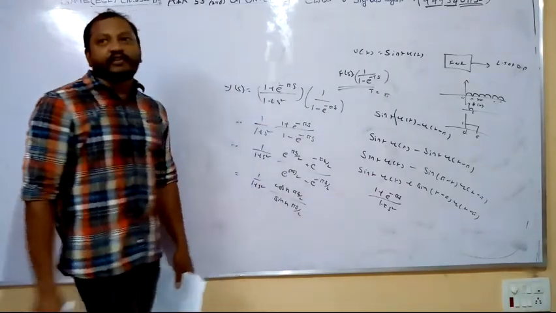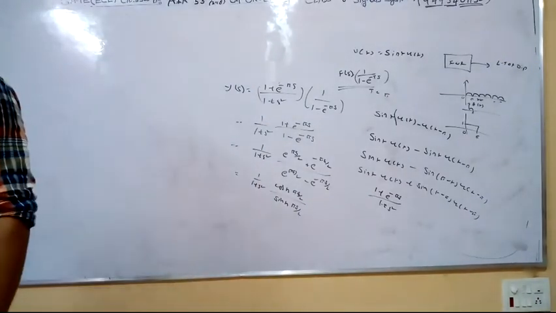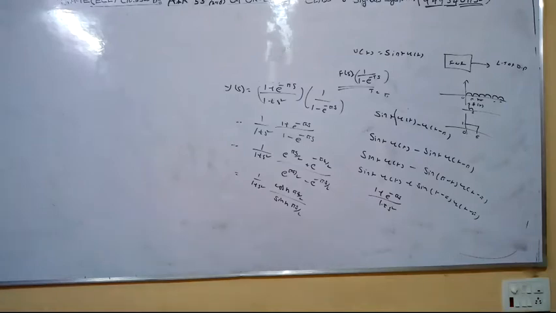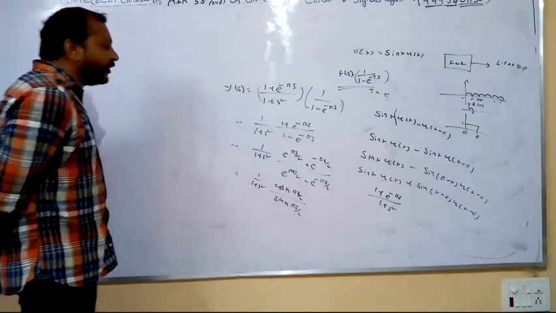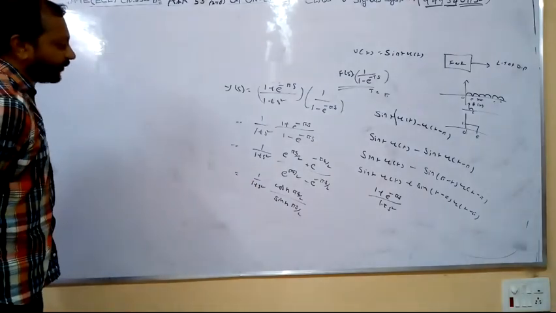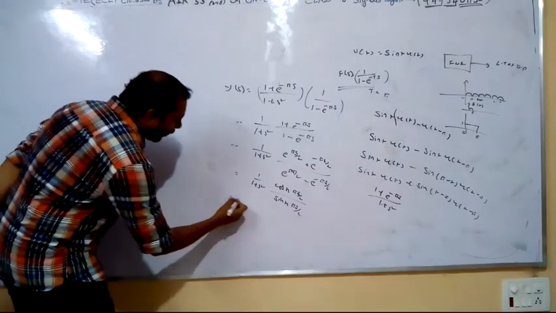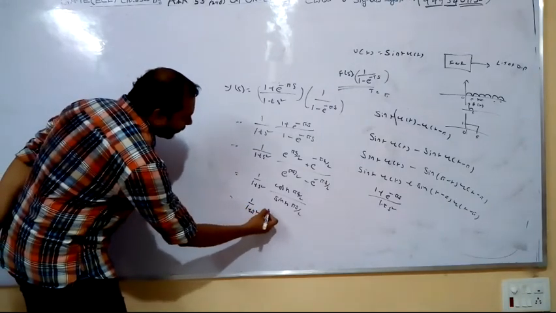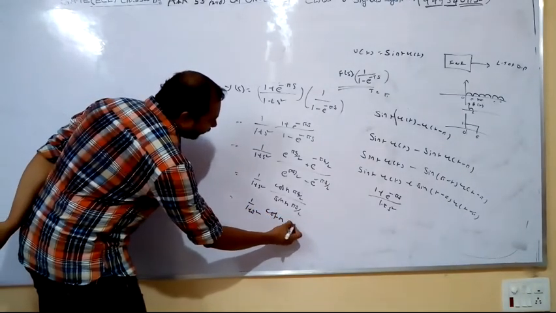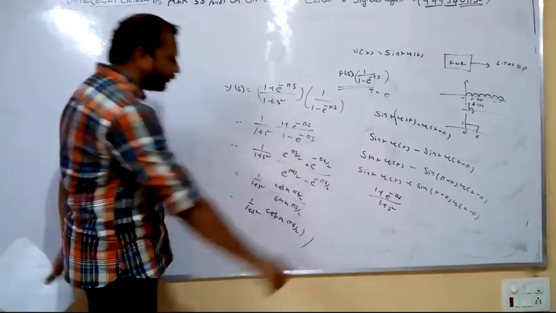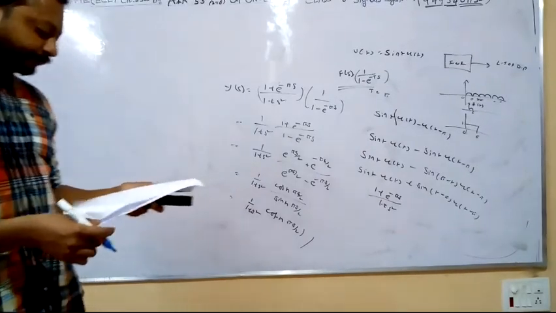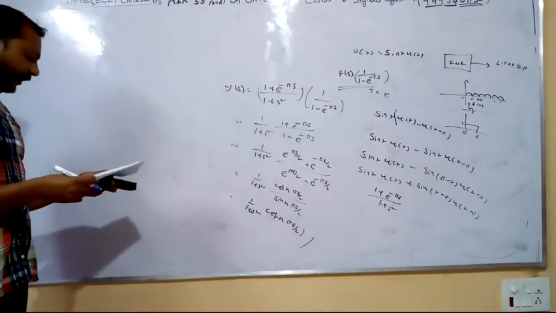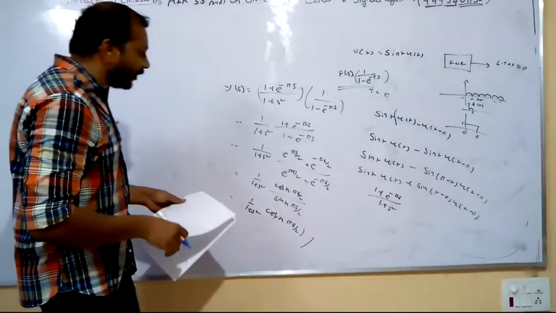Here there is no j for writing: cosh theta equals e power theta plus e power minus theta by 2, whereas cos theta equals e power j theta plus e power minus j theta by 2. Here there is no j at all. So you can write this directly as 1 by 1 plus s square into cosh pi s by 2 by sinh pi s by 2. Upon further simplification, 1 by 1 plus s square into coth pi s divided by 2. This may be the option available.